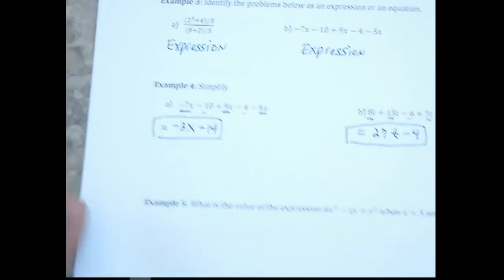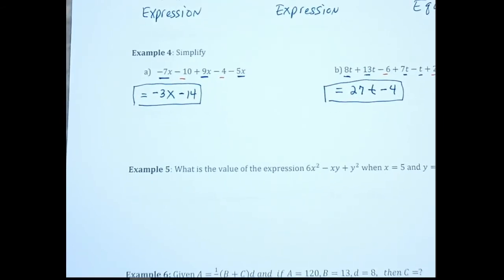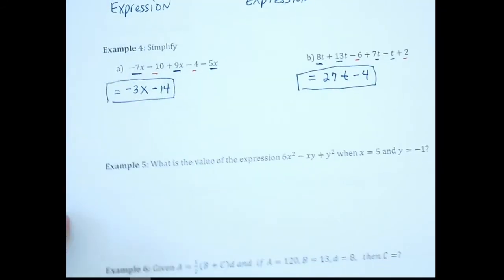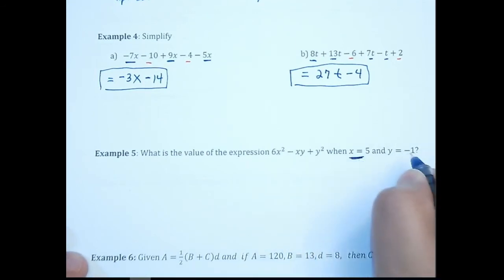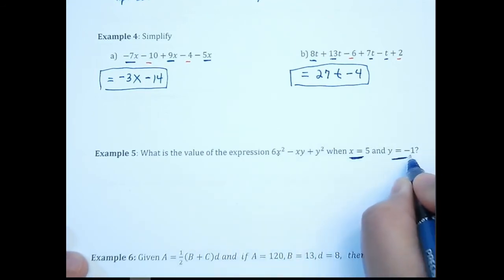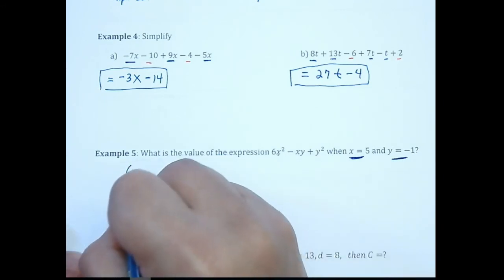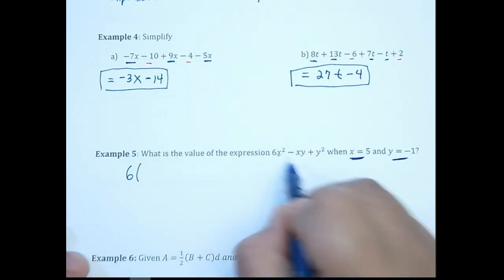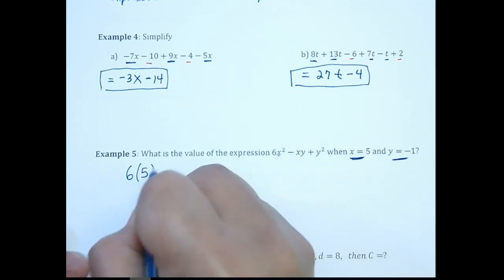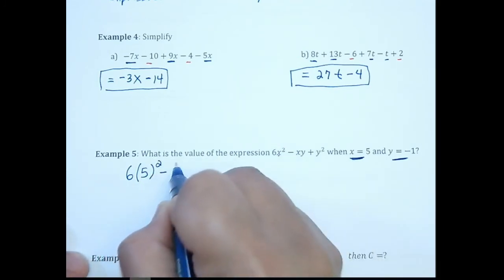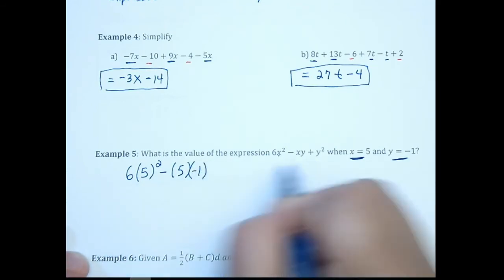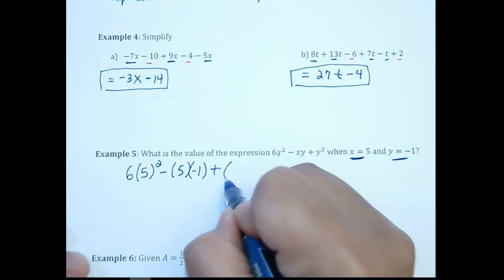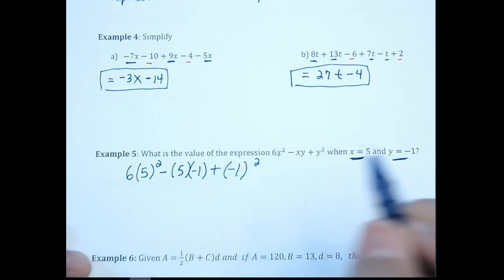Okay, so let's go to example 5. What is the value of the expression 6x squared minus xy plus y squared when x is equal to 5 and y is equal to negative 1? So here we want to substitute our x equals 5 into all the x's and our y equals negative 1 into all the y's. So we have 6 times x squared. Instead of x, we're going to write 5. So we get 5 squared minus 5 times y is negative 1 plus a y squared. Instead of y, we write negative 1 squared.